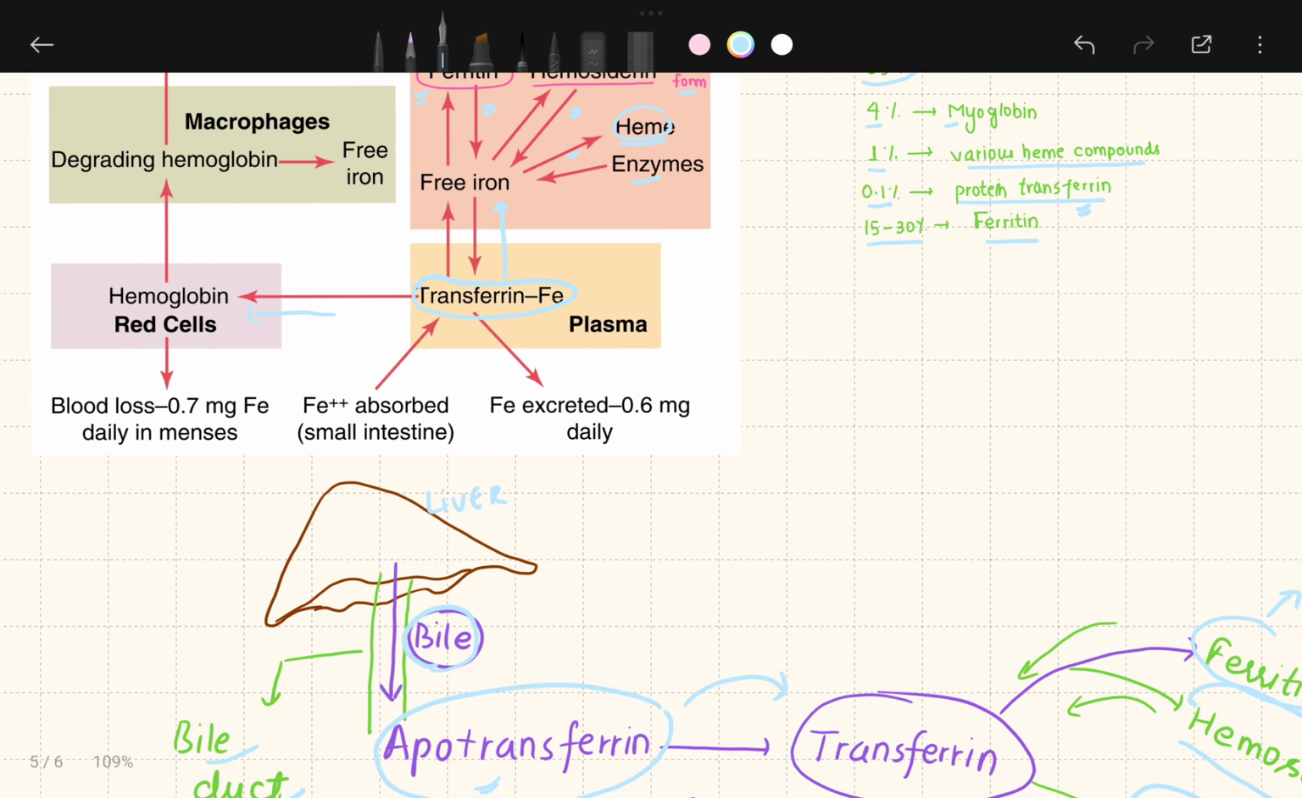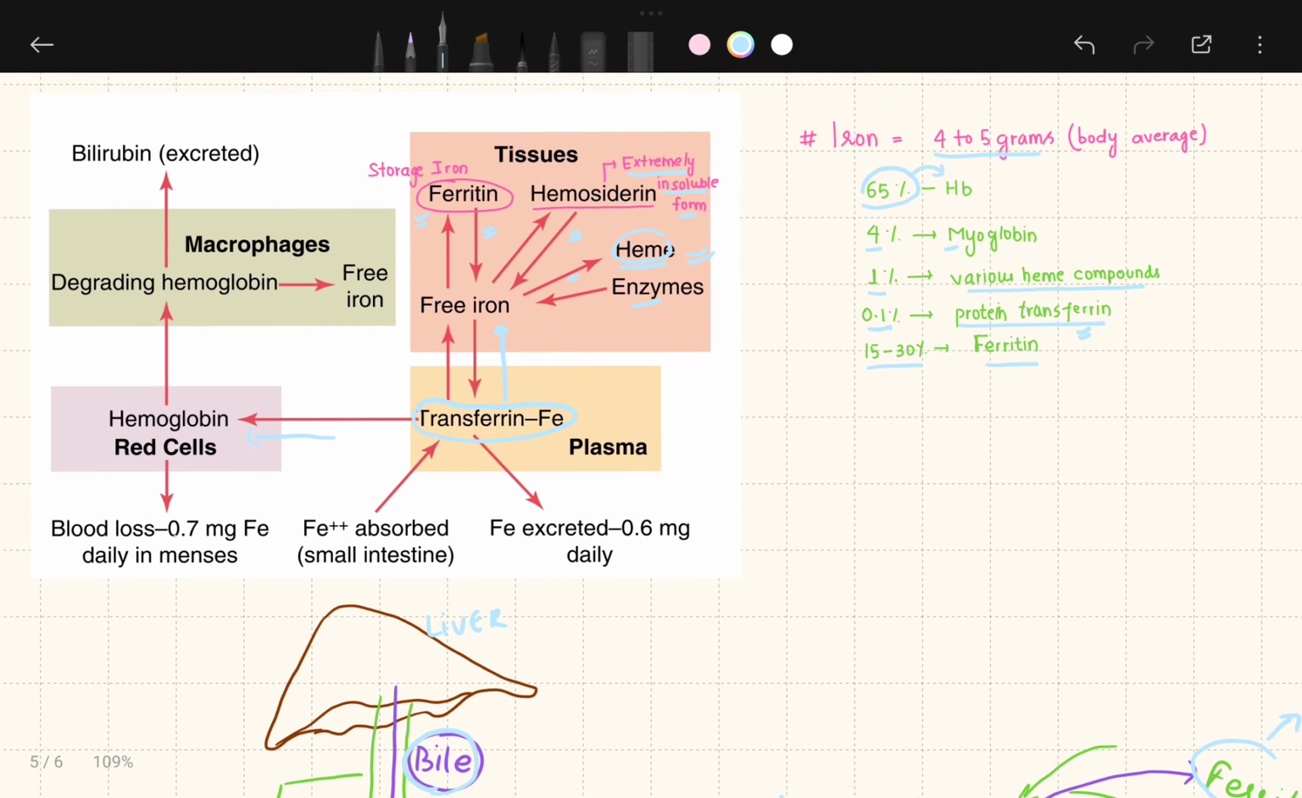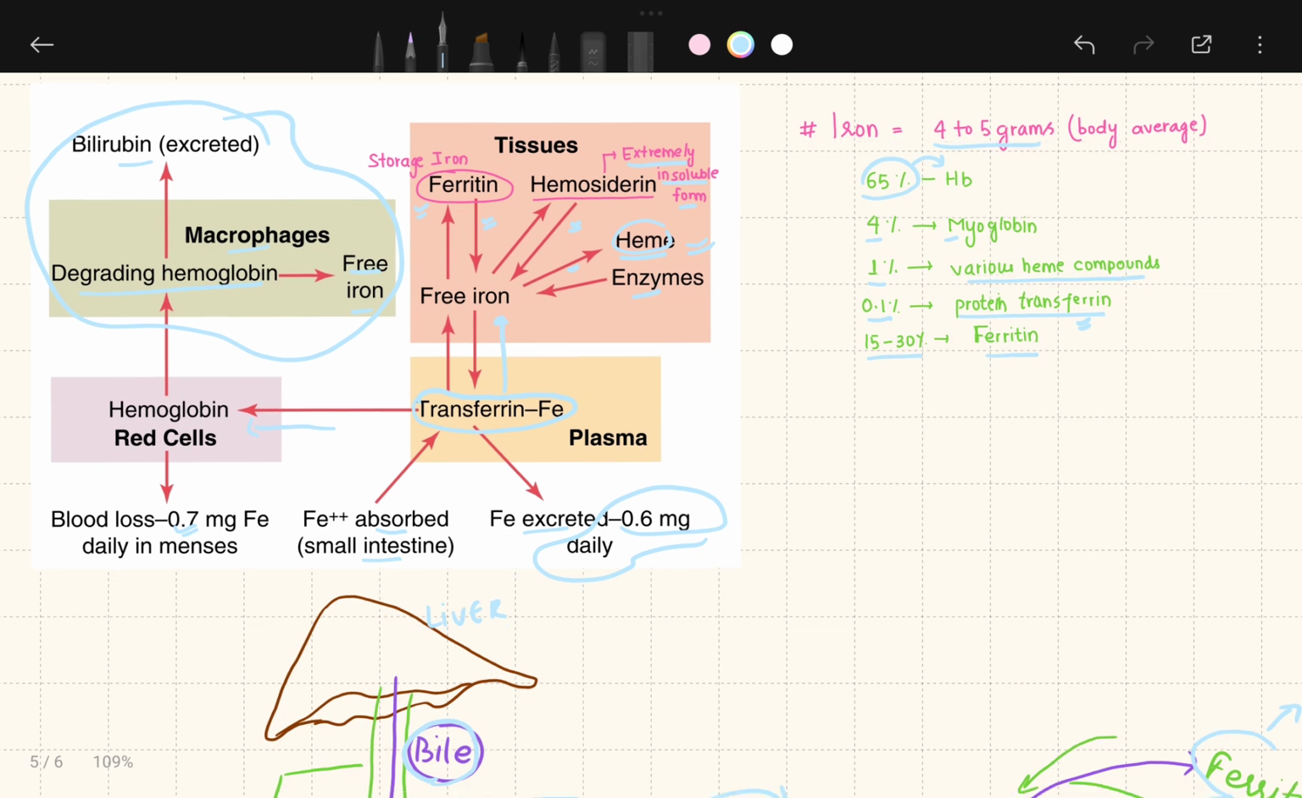This heme can come here, or there are some other heme containing compounds. Blood loss, 0.7 milligrams iron daily in the menses. Fe2 plus absorbed in small intestine. Fe excreted, 0.6 mg daily. Now this hemoglobin, degraded hemoglobin, free iron, macrophages, bilirubin, this part we'll study later. That is a very important part for jaundice also.